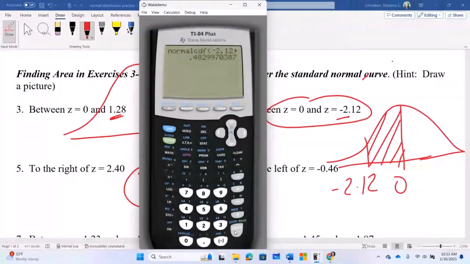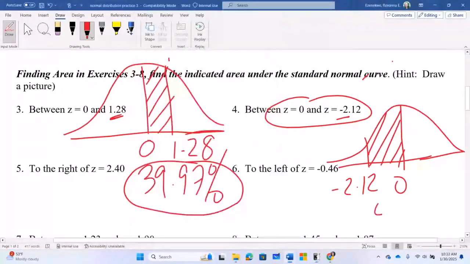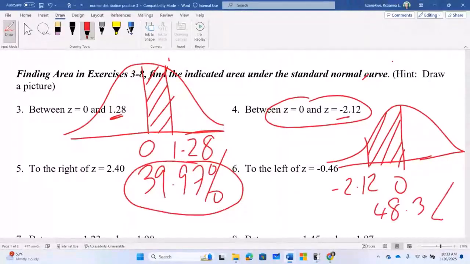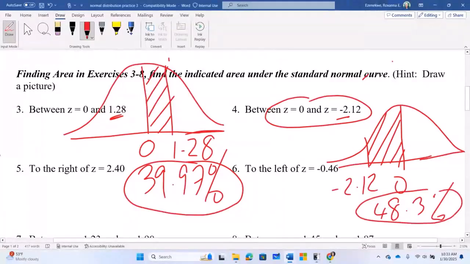Approximately, the area is 48.3%. Okay, I am going to actually do area to the right. So let's do area to the right. You need to be paying attention because this is the first time we are using our calculator to do this, but I have done this more than 3 times now.